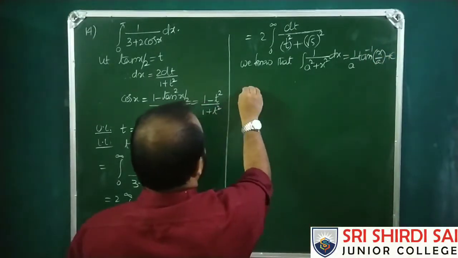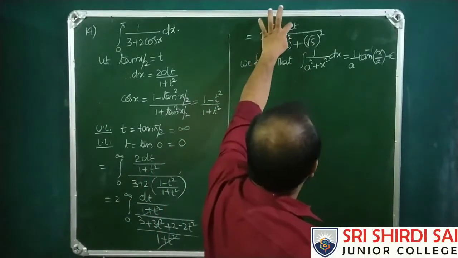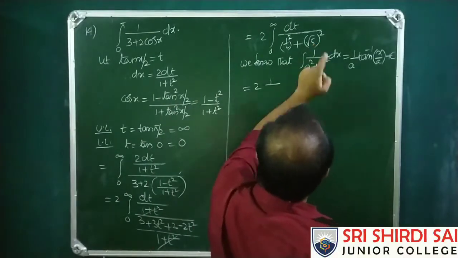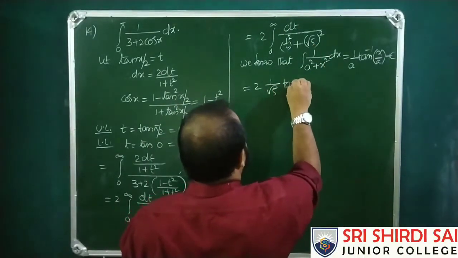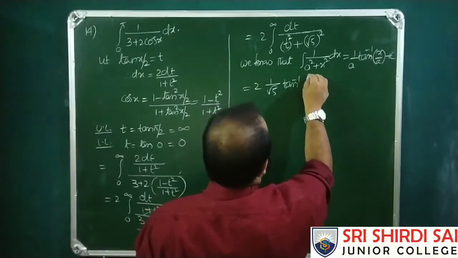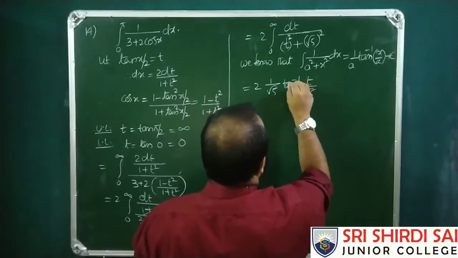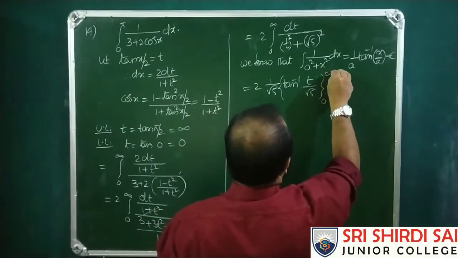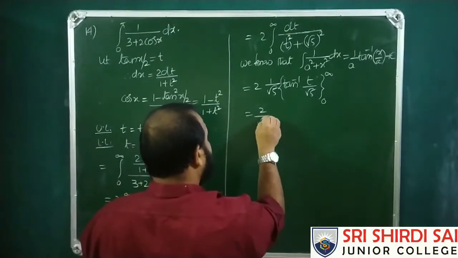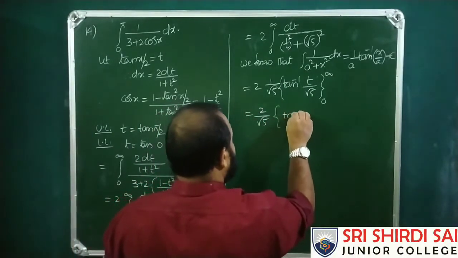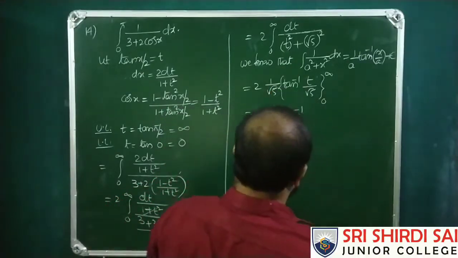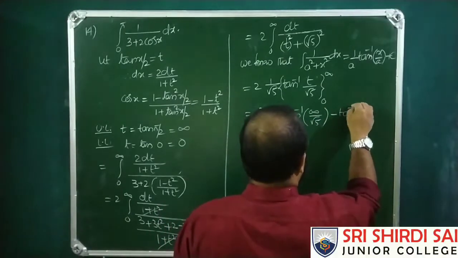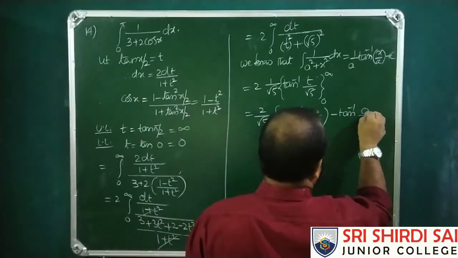So using that, 2 into 1 by (x square plus a square) is 1 by, what is the constant here, root 5, tan inverse x by a, where x is t by root 5. So the process of integration is over. The limits 0 to infinity are to be written here. So 2 by root 5, tan inverse of t value infinity by root 5, minus tan inverse of lower limit value 0 by root 5.